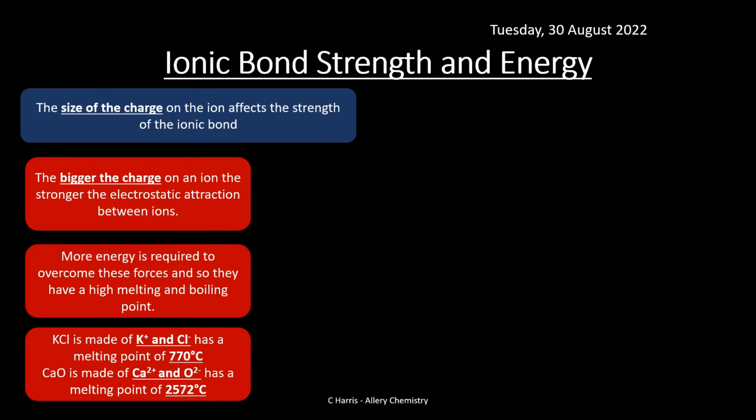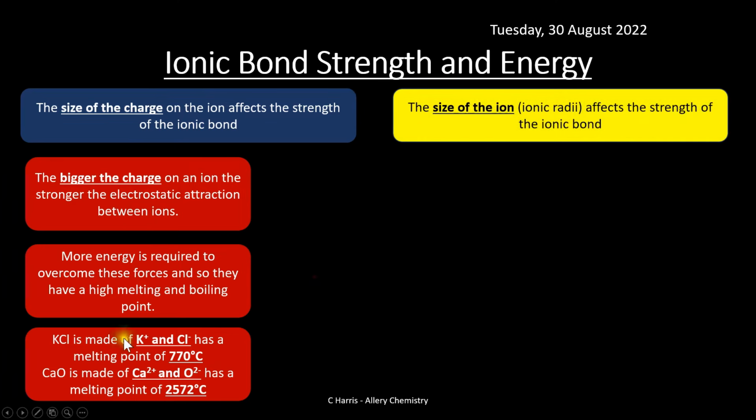So let's have a look. We've got potassium chloride as an example. This is made of K plus and Cl minus ions. It has a melting point of 770 degrees Celsius, whereas calcium oxide has this double charge, a 2 plus and a 2 minus, and you can see its melting point is significantly higher. The stronger attractive forces are helping to push that melting point higher than what we'd probably expect with a single charge.